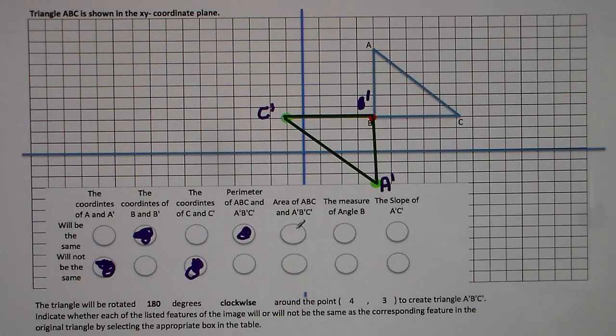The perimeter is the same. The area is the same. The measure of angle B is the same. The slope, well, AC has that negative slope of going down 1 over 1. Or simply down 1, 2, 3, 4, 5, 6, and then to the right, 5. From C prime to A prime, we go down 6 to the right 5. So it turns out it's the same slope. So the slope will be the same for A, C, and A prime, C prime. So that one's a little bit different. So that time the slope turns out to be the same. Just like the 360s.